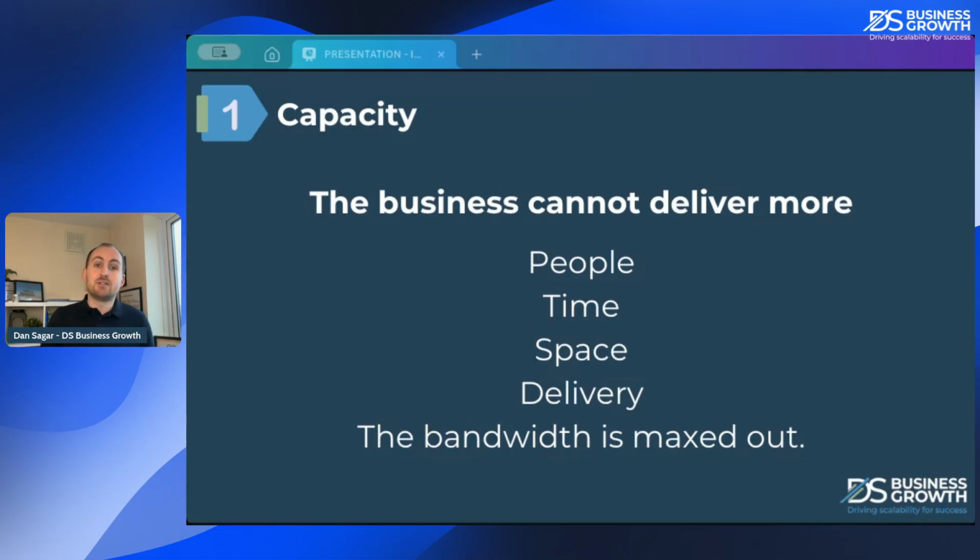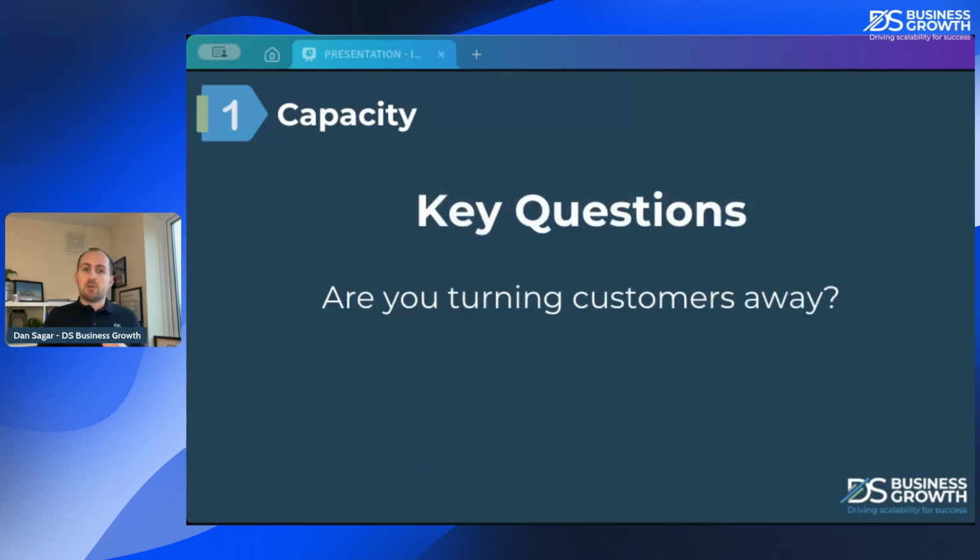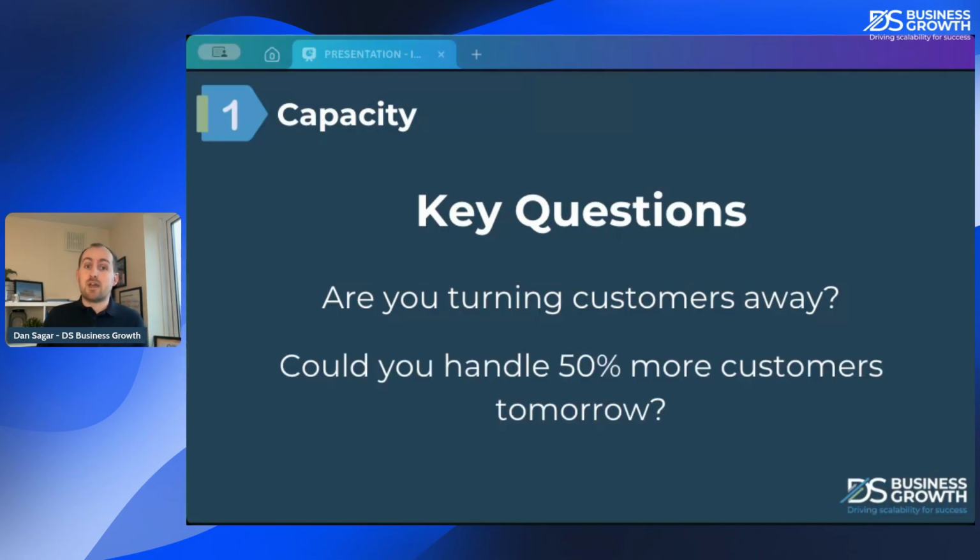And that leads us into our key questions. For each of our constraints today, I'm going to show some key questions that you can ask yourself and look at in your business, and that will help you decide if this constraint is relevant to you. And that first one is, are you turning customers away? If you are, this is a really good indicator that capacity is your current constraint, and to solve it, you need to, of course, increase your capacity. So if you have customers or prospects coming to you that you can't serve well, that is a good indicator that this is your constraint.